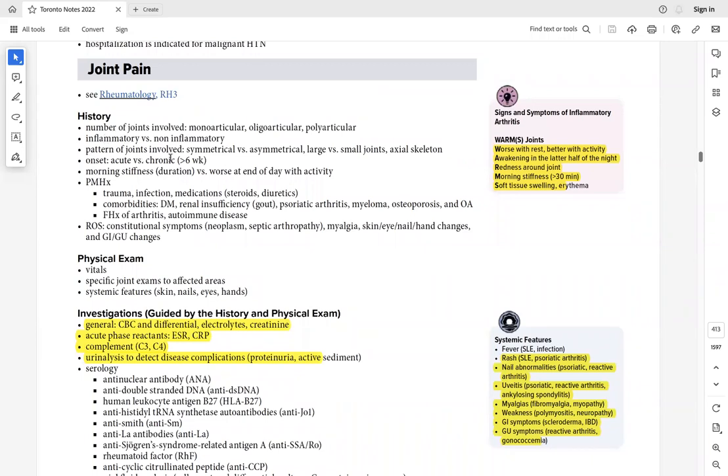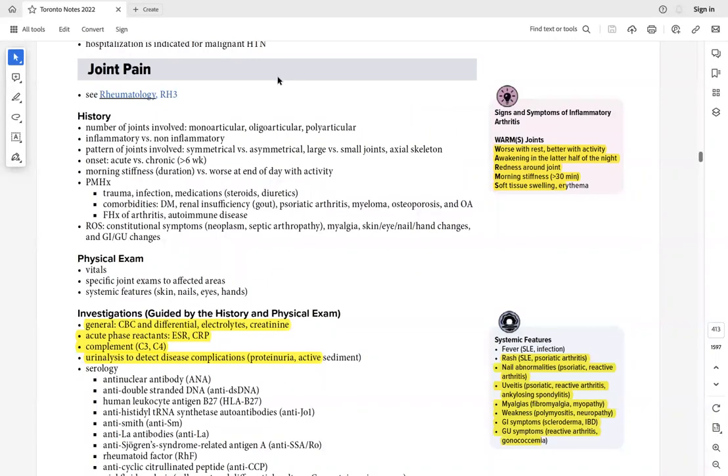Then the pattern of joints involved: symmetrical versus asymmetrical, large versus small joint, axial skeleton. Onset: did it start all of a sudden or slowly? Like he had some mild pain for the last 2-3 months, but now it is increasing and it is so chronic that he can't bear it anymore. Then about the past history, did he have any recent trauma, any infections? Sometimes some viral infections do lead to some inflammation of the joints. So we have to exclude all these things with a proper history.